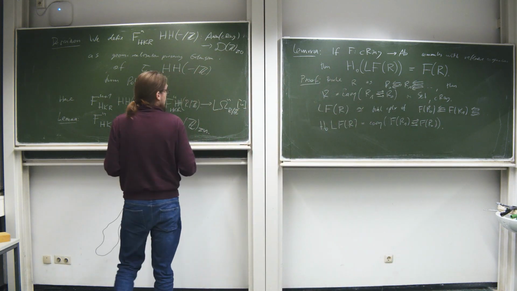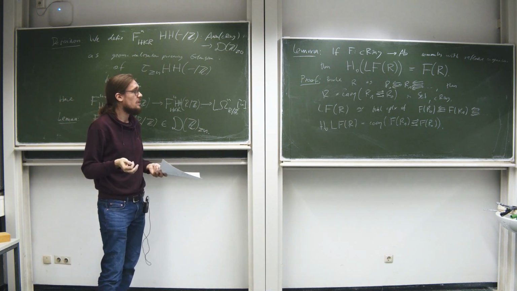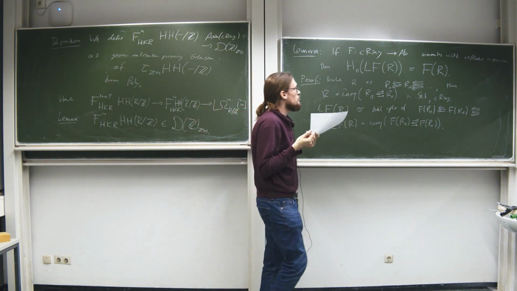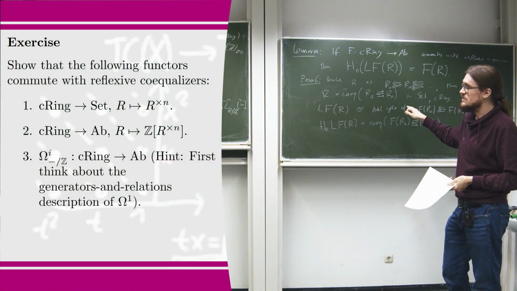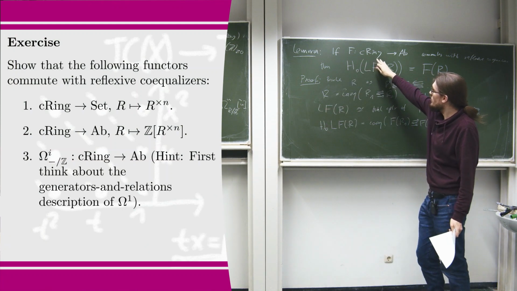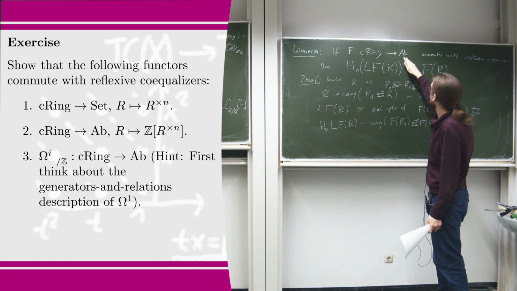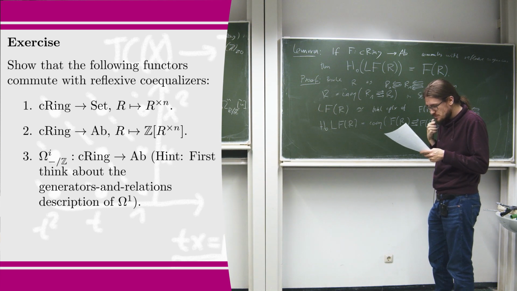So to get a feeling for what's going on here, you should try to do the following exercise. So we want to apply this now to the functor omega n. The claim is the functor omega n from commutative rings to abelian groups commutes with reflexive coequalizers.